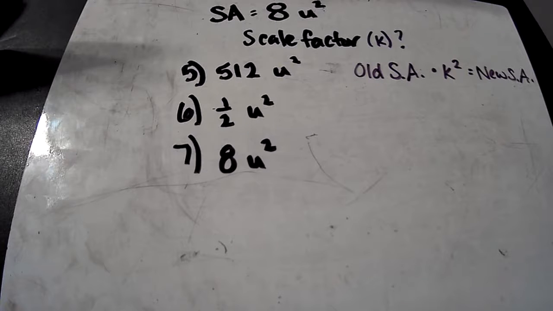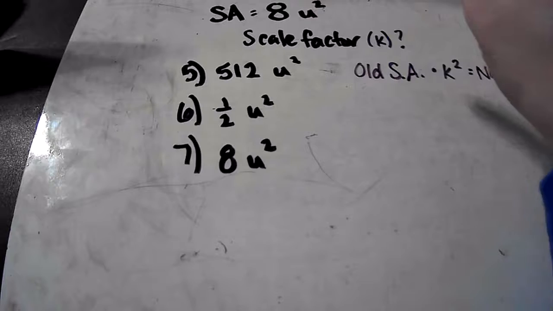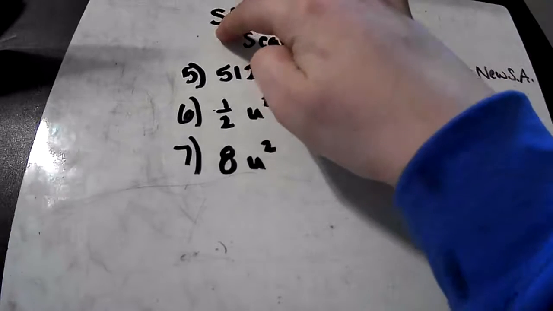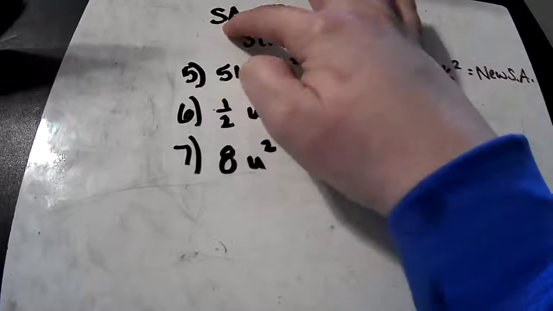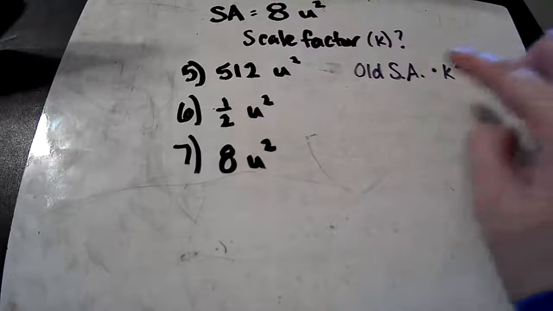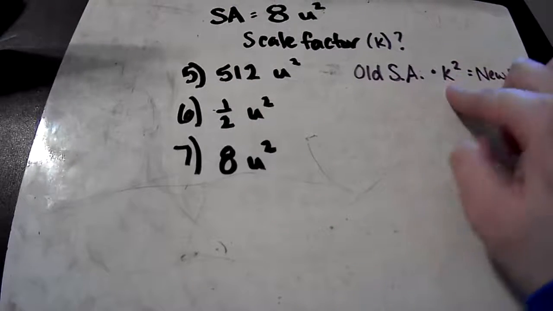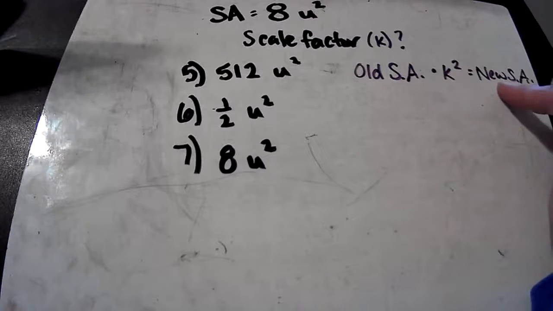All right, this is Unit 5, Lesson 7, Problems 5, 6, and 7. These three problems are very similar to the first three problems, numbers 1, 2, and 3, except on this one, we're finding the surface areas, not volumes. So remember, with surface area, we treat it just like area. The old surface area times k squared equals the new surface area.